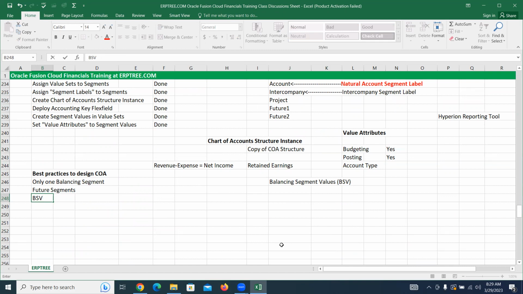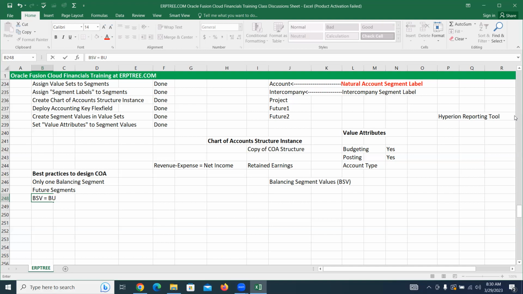The segments which are related to the balancing segment or balancing segment values. Here in our case, the company values. Those should be equal to our number of business units. This is very, very important. So the balancing segment values you create in your chart of accounts, you have to create based on your business units. If you have 10 BUs, create 10 balancing segment values.